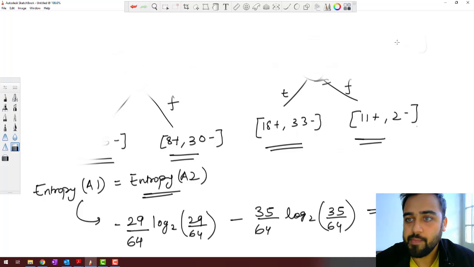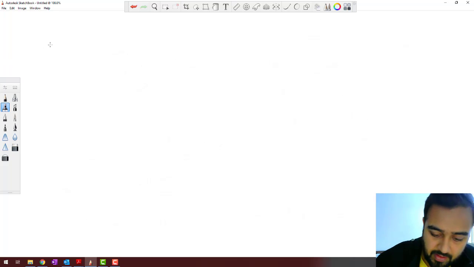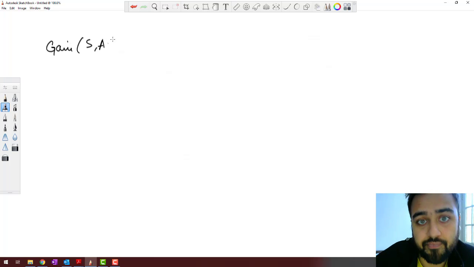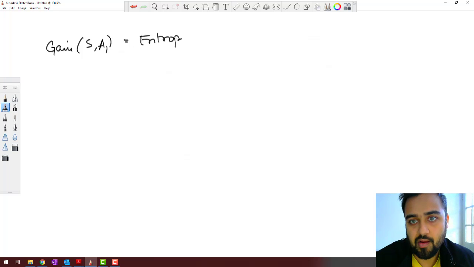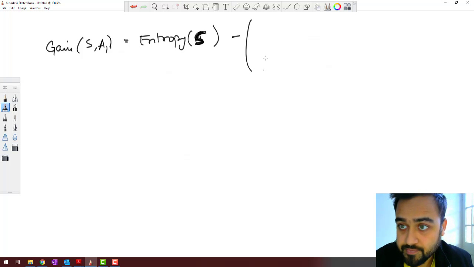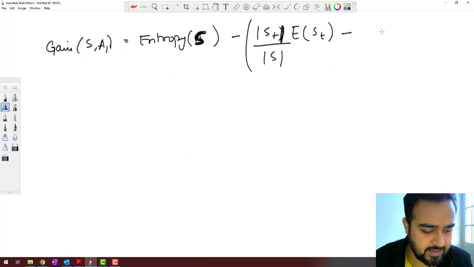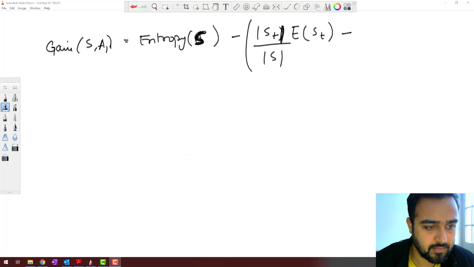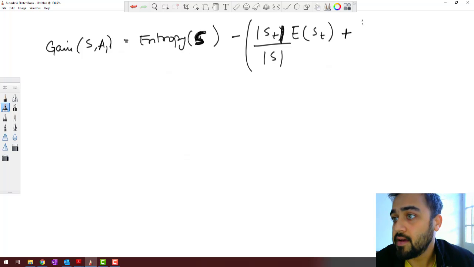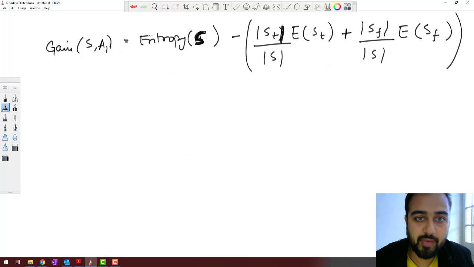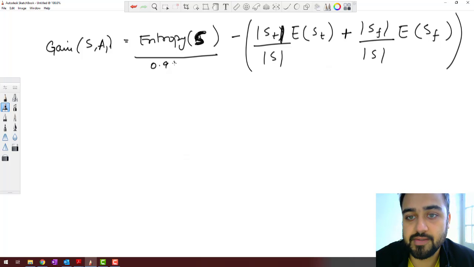Once you've calculated the entropy, we need to find the gain. Let's say for A1 we are finding it: entropy of set S minus the true samples upon total samples times the entropy of true samples, and my bad, this is going to be plus, the false samples upon total samples times the entropy of false samples. This is going to be a big calculation. We have calculated the entropy of S, which comes out to be 0.9936. Now we calculate the second part of the equation.